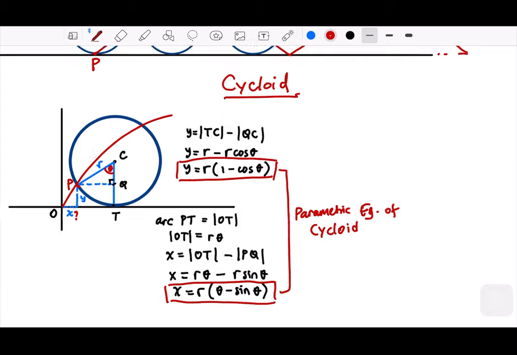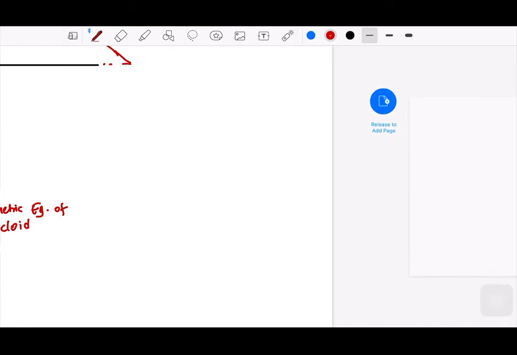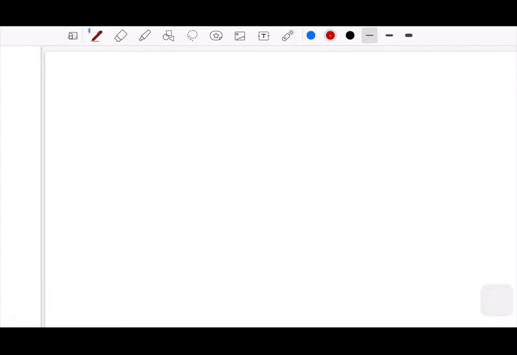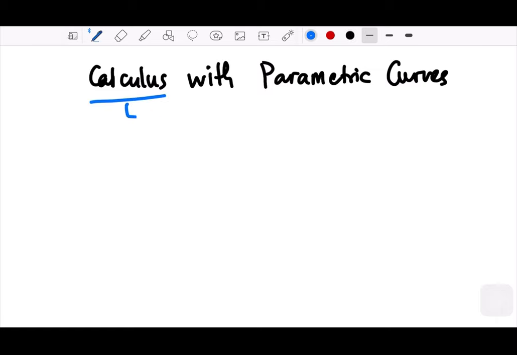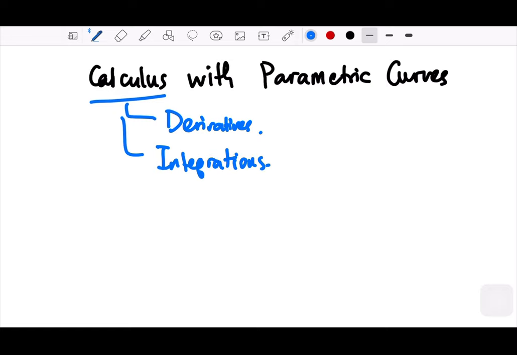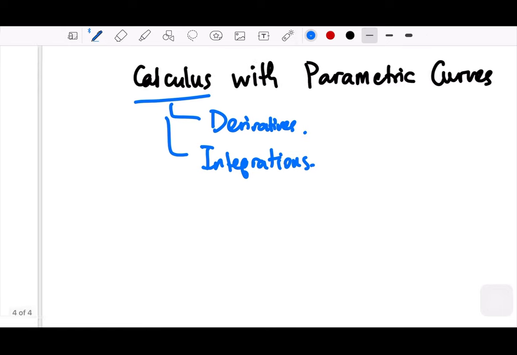Okay, I think we can go to the calculus part for the parametric, okay? Because the first part is actually just introductions to the parametric, and it's basically not really that new for you. So this will be the calculus with parametric curves. The basics are still the same. Okay, calculus is based on derivatives and integrations. So let's start with the derivatives.